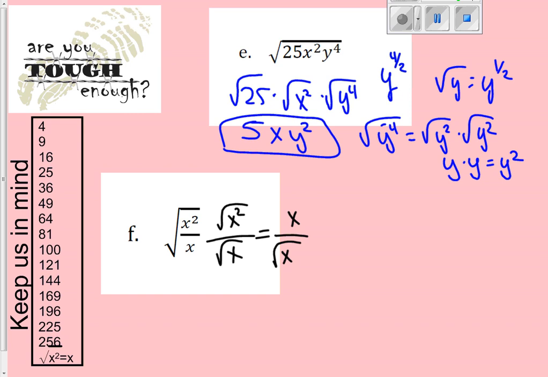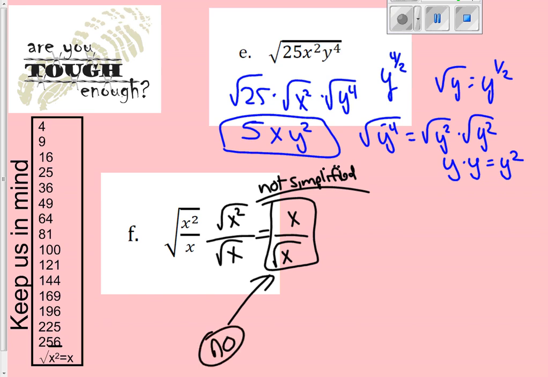All right, now, do not leave it like this. This is not simplified. How do I know? I've got a square root in the bottom. I cannot do that. No square root in the bottom. So I have to get rid of the square root in the bottom. But how do I get rid of the square root in the bottom? I'm glad you asked. I'm going to multiply both the top and bottom by the square root.